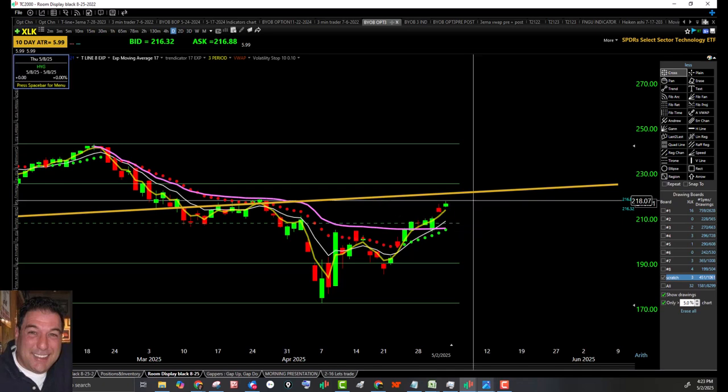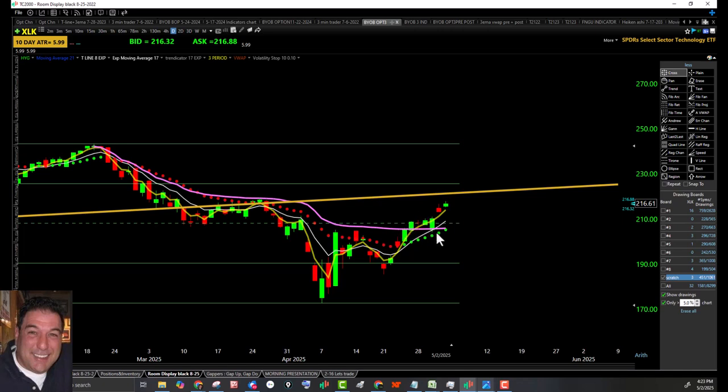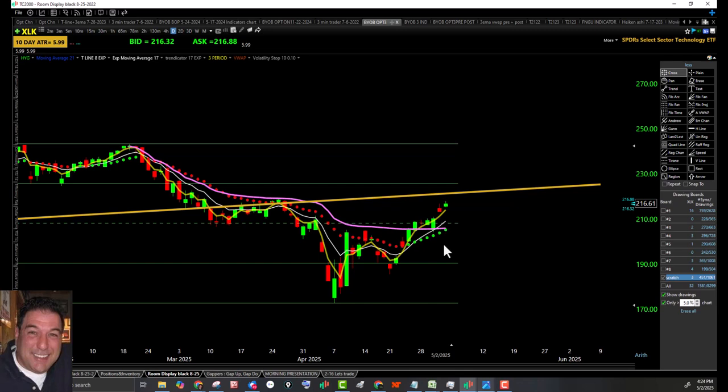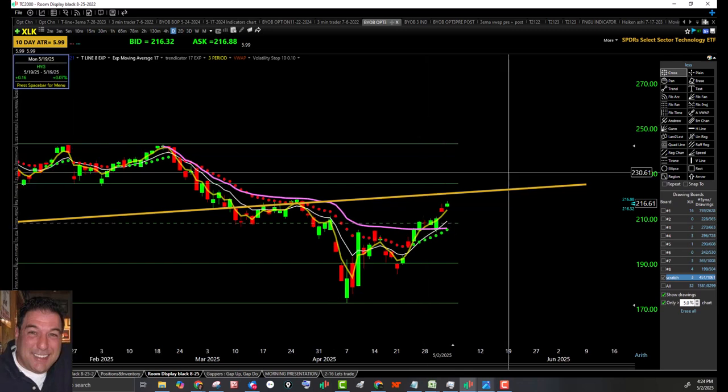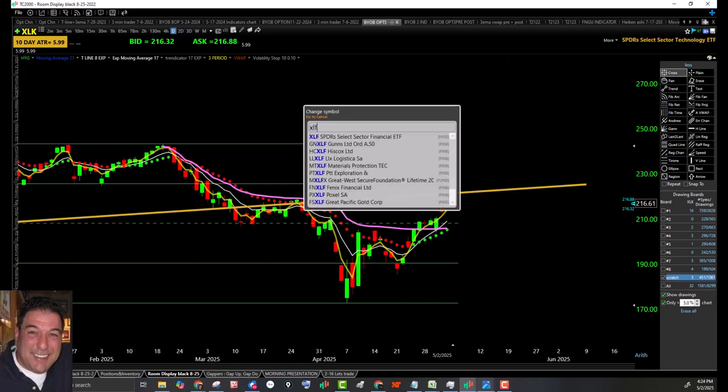All right, XLK, that's the technology sector. Not quite bullish yet. It's getting there. Still in the neutral zone, and it's moving up. I like that. So it's in an uptrend right now. There's XLK. Let's take a look at XLF.